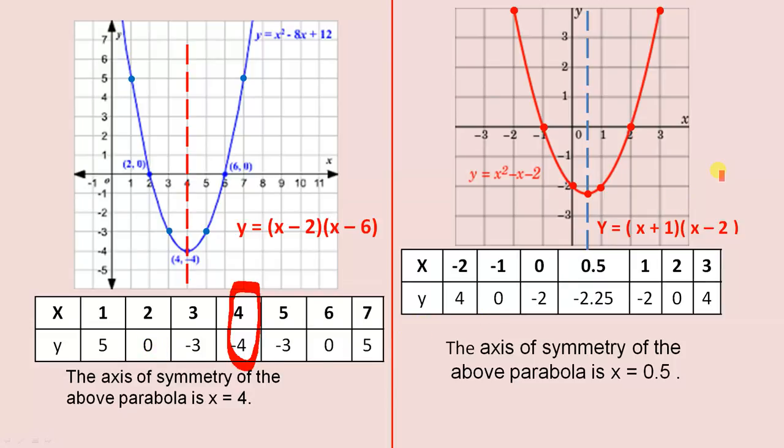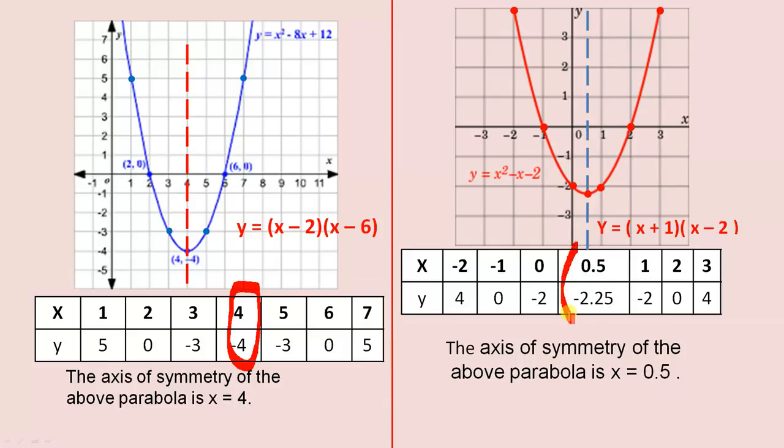Here is another parabola, y equals x squared minus x minus 2. Again, we plot some points, some x values, and we find the resulting y values. We plot those onto the parabola, and then we join them up, and that is the parabola representing that equation. The axis of symmetry of the above parabola is x equals 0.5. So that blue line represents the axis of symmetry.